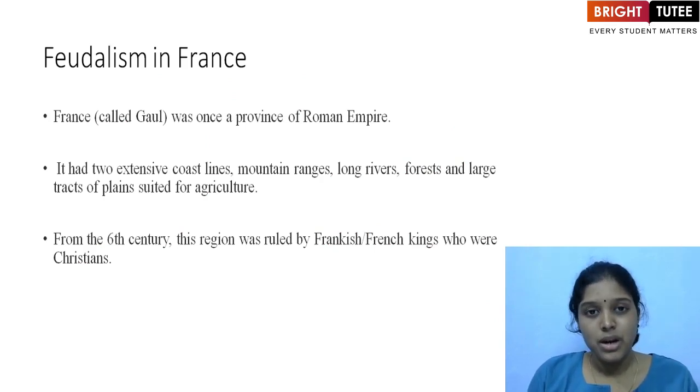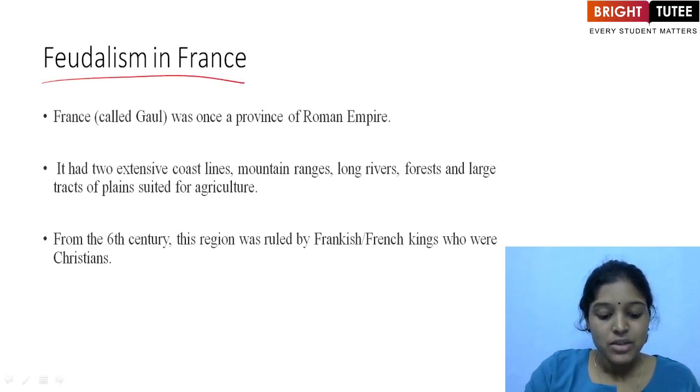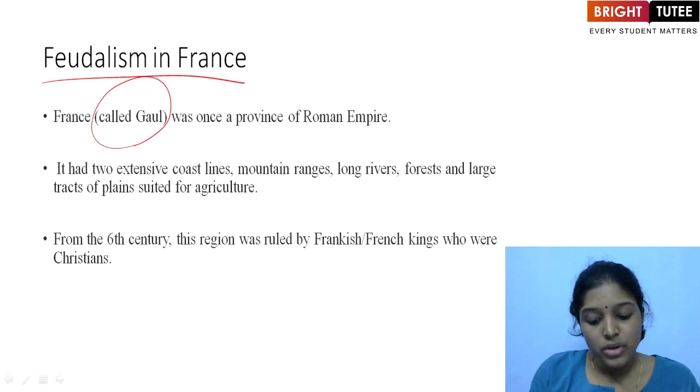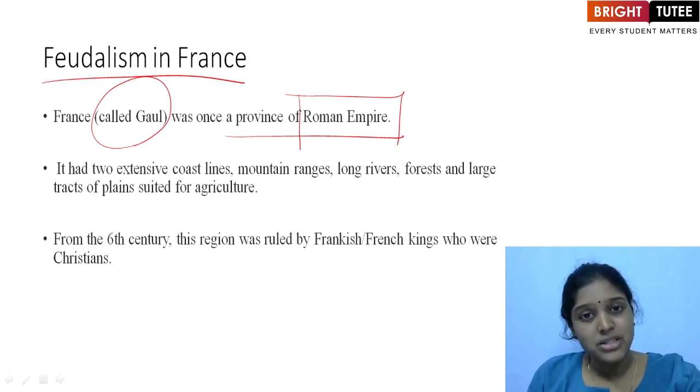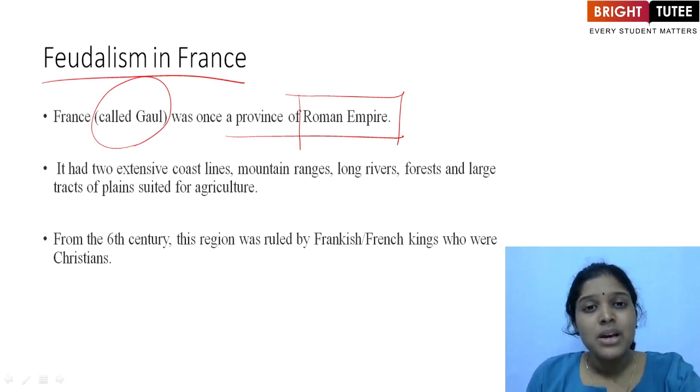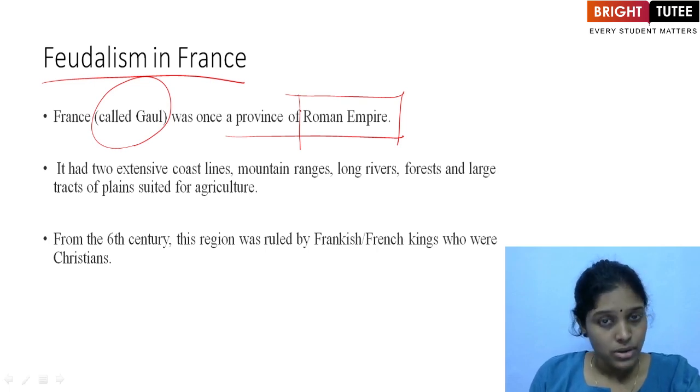Yes, now we come to the specific features of feudalism in France: how feudalism emerged in France and what its specific features were. France, which was originally called Gaul, was a province of the Roman Empire. The great Roman Empire had a large territory under its control, and before the name France came, it was a geographical region called Gaul.